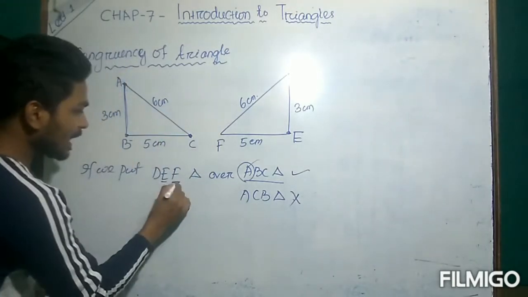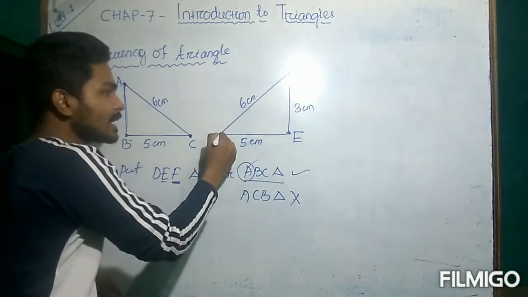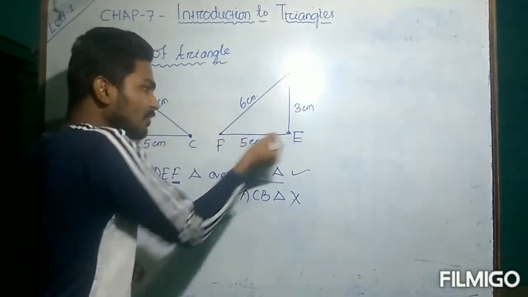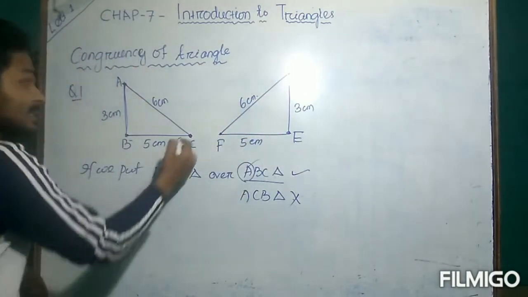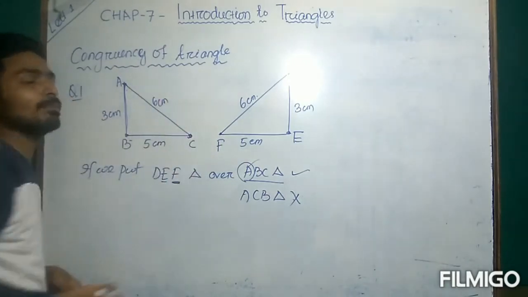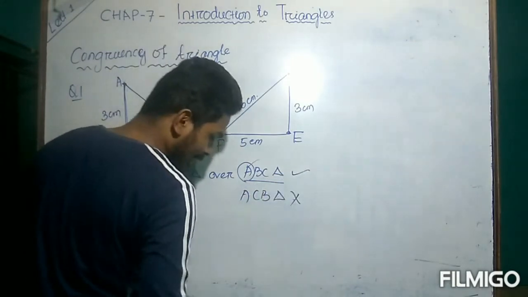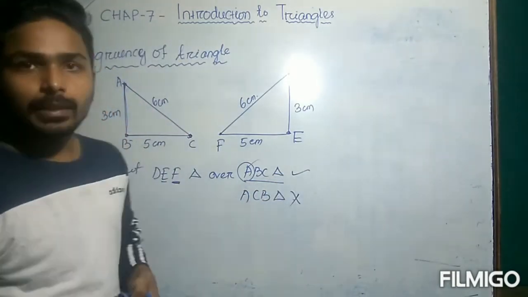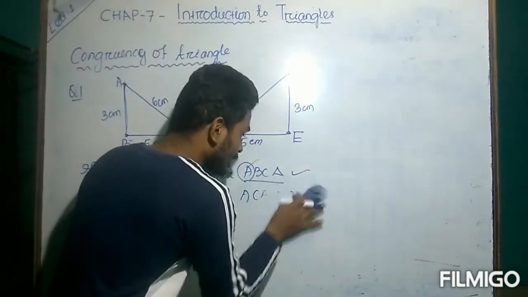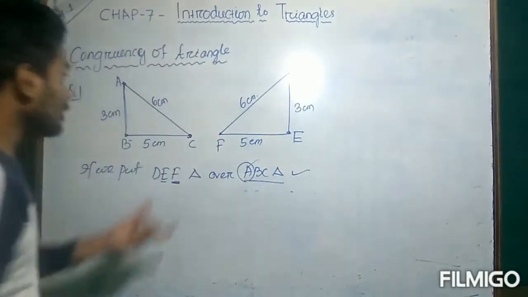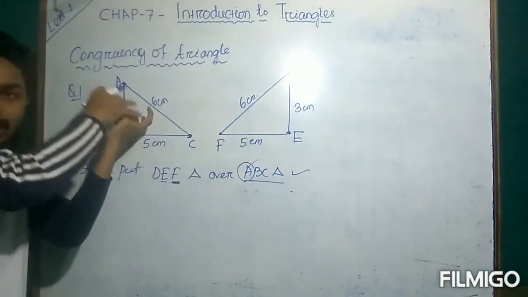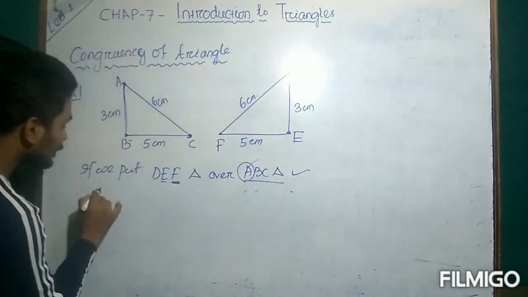Understood? Similarly, lastly I write F. F is a vertex where 6 and 5 meet. Similarly, C is the vertex where 6 and 5 meet. That's why I write ABC triangle, not ACB triangle. You have to keep in mind this thing. Okay. So, when this triangle is put over this triangle, then what will happen?